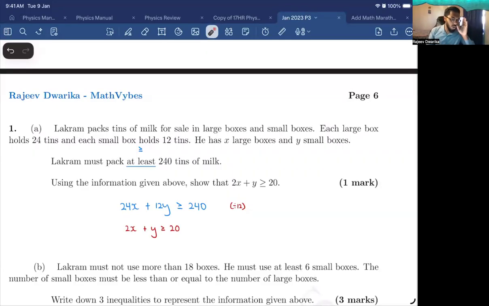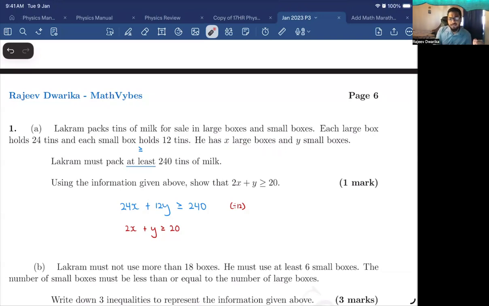So, how much does one large box hold? Read back the question. Each large box holds 24 tins. Right? And how many large boxes do we have? We don't have a number, but we assign a variable to it. So how much will the large boxes be? 24x. Exactly. And let me explain why.